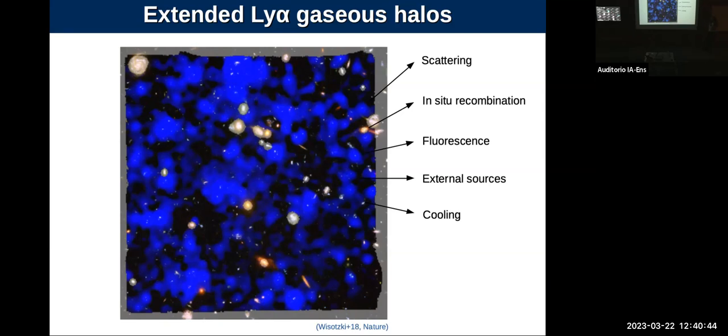You can also have some external sources contributing to this emission. You can also have cooling of gas falling onto the galaxy that also produces Lyman-alpha emission. But there is something that in the last years has been a huge discussion coming from simulations only. Those papers find that part of this emission is not only coming from these physical processes, but from the emission from what they call faint satellites.